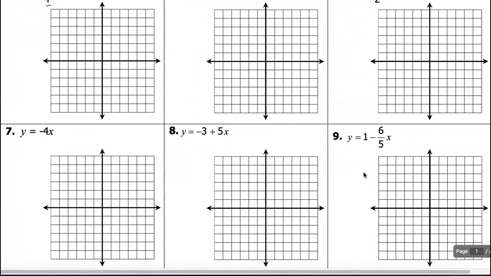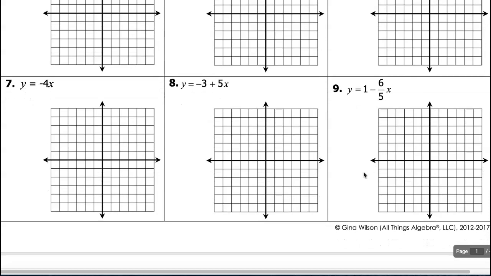All right, sometimes you'll get equations where it looks like things are in the wrong order, or maybe you're missing a piece. So for number 7, I have my slope. My slope is -4. Slope is always the number that is in front of the x, but then there's nothing after it. This is the same thing as saying y equals -4x plus 0. So when it looks like there is no y-intercept, that means my y-intercept is 0.